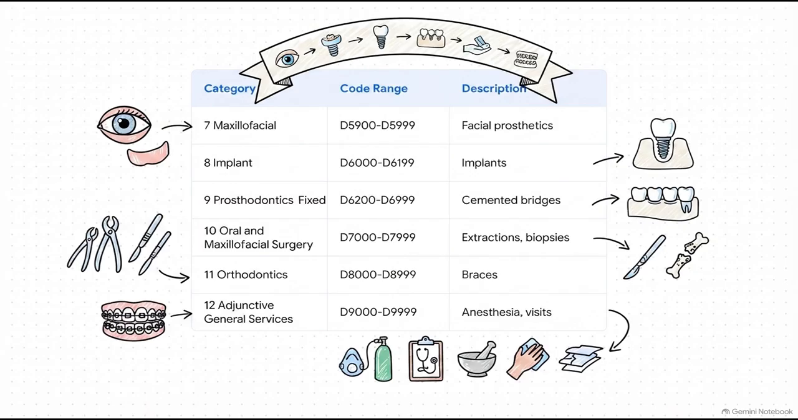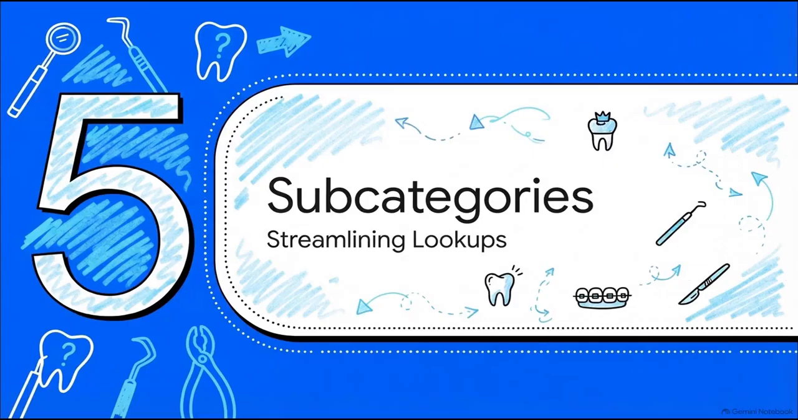Category 10 is oral and maxillofacial surgery, spanning D7000 to D7999, dealing with everything from simple extractions to biopsies and treating fractures. Category 11 is orthodontics, D8000 to D8999, covering comprehensive braces. And wrapping it up, Category 12 is Adjunctive General Services, D9000 to D9999. This is a bit of a miscellaneous but incredibly important category, covering services like anesthesia, professional visits, therapeutic drugs, palliative care, and occlusal adjustments.